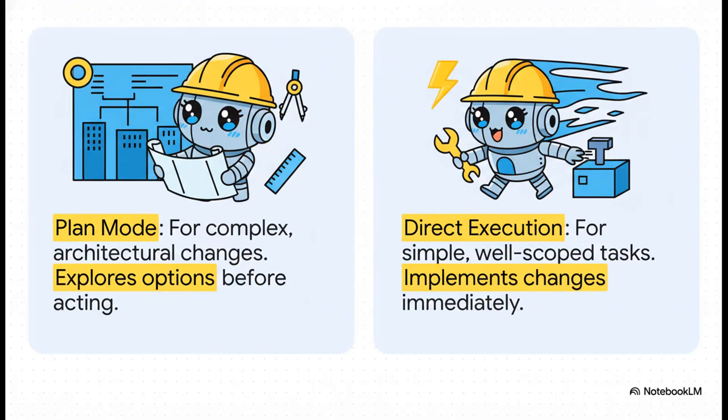Plan mode is for the big, complex architectural problems, the kinds of changes where you absolutely need to see the whole blueprint before you even think about laying a single brick. Direct execution, on the other hand, is your go-to for quick, surgical strikes. It's for when you know exactly what needs to be done and you just need it done, like yesterday.